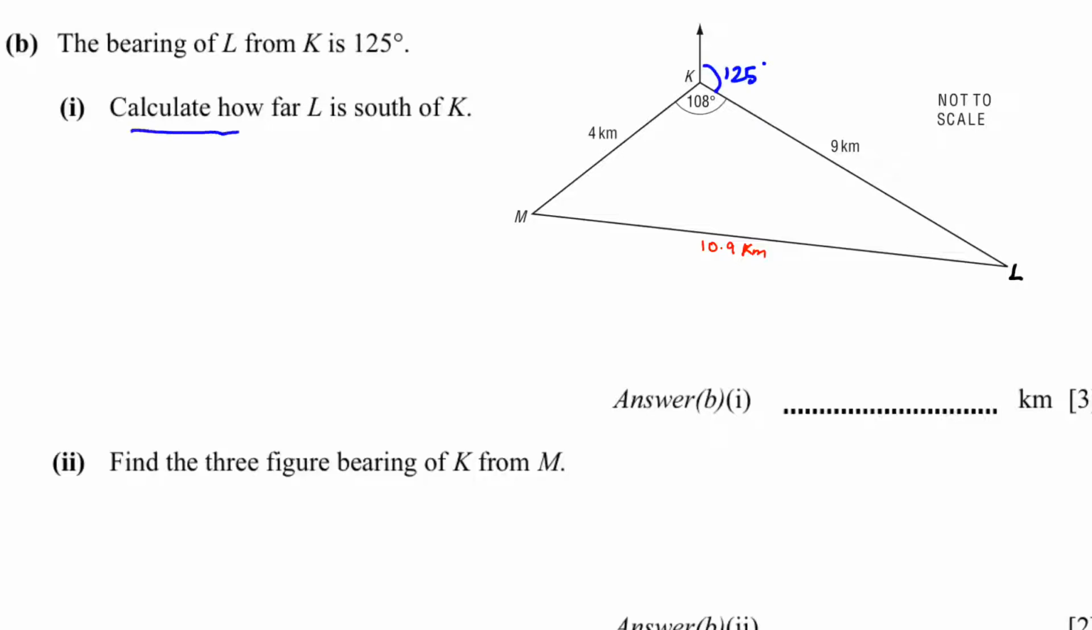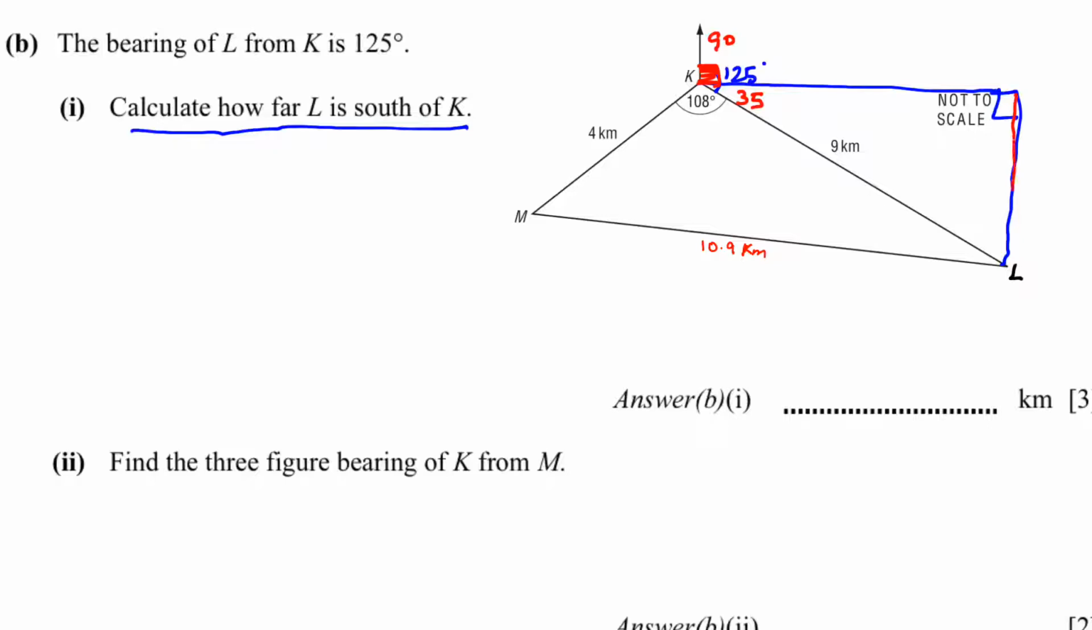And we have to calculate how far L is south of K. To do that, we'll make a right angle triangle here. This is 90 degrees. You know that this will also be 90 degrees. It means that if this is 90, 125 minus 90 is 35. So this angle here is 35.